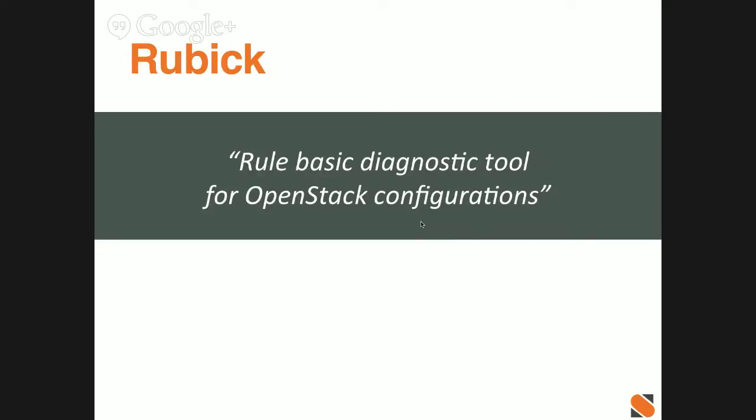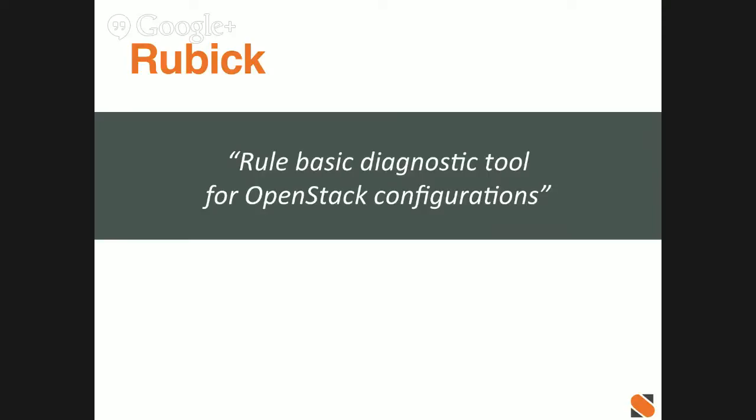Rubick is a diagnostic tool. Rubick inspects and validates OpenStack cloud configurations for correctness and consistency, and then it reports any errors and misconfigurations. How does it do that? It auto-detects the OpenStack cluster, which is pretty neat technology. It then extracts the actual configurations of OpenStack components like Keystone, Cinder, Nova, and Neutron, and checks them against the rule set to validate their consistency and correctness.